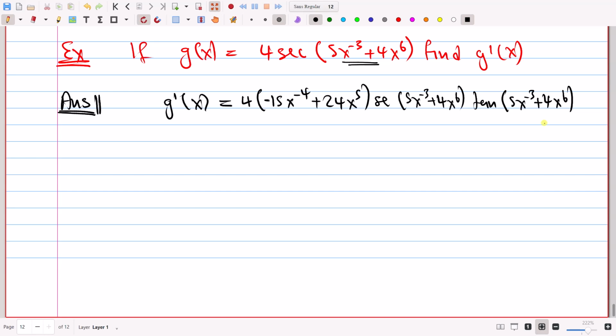So this is how one gets to differentiate trigonometric functions. Anytime you're asked to differentiate trigonometric functions, that's how you go about it. And that's all.